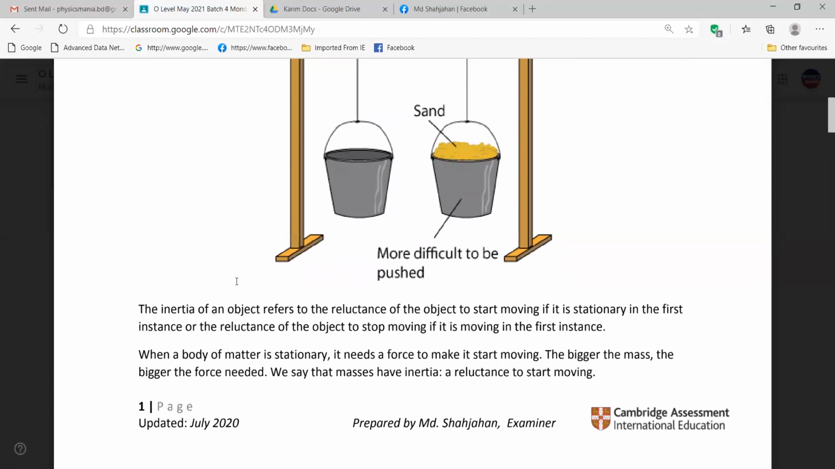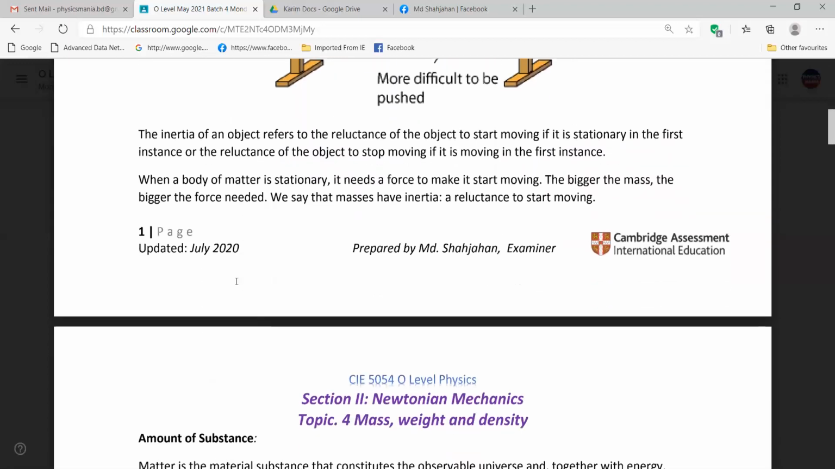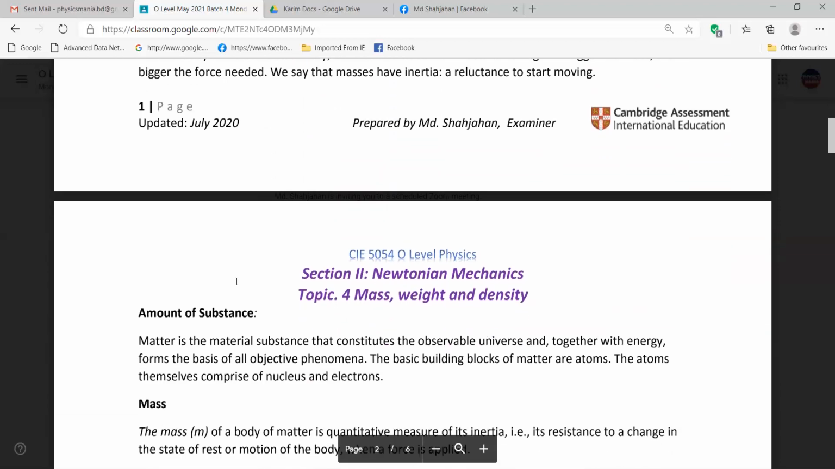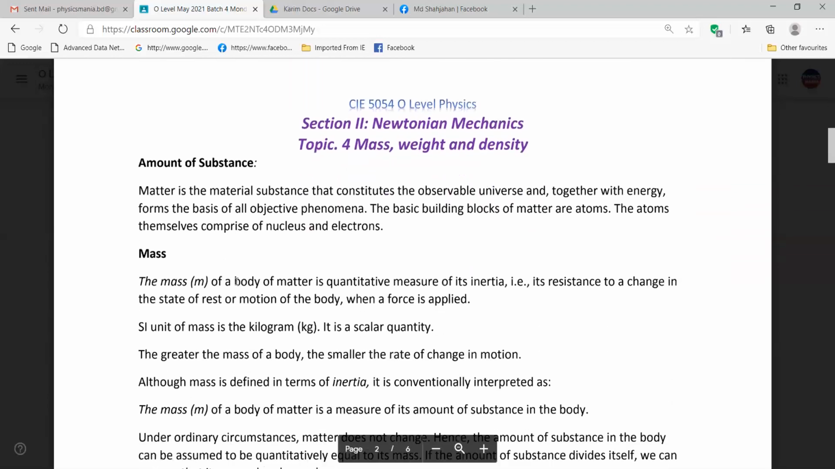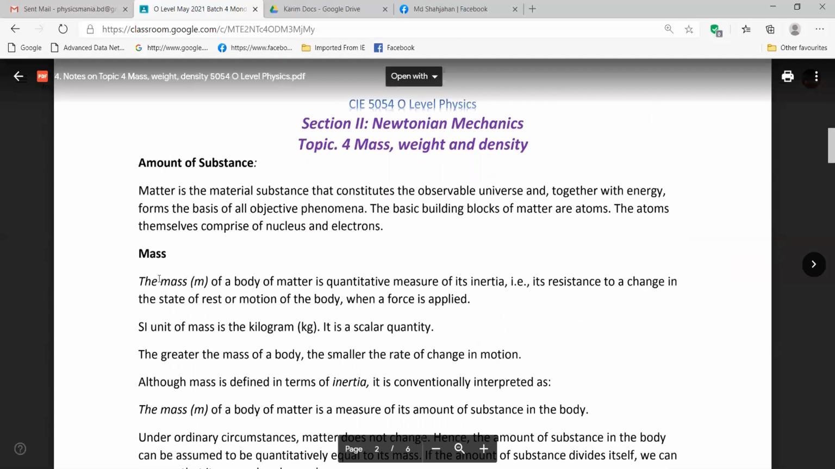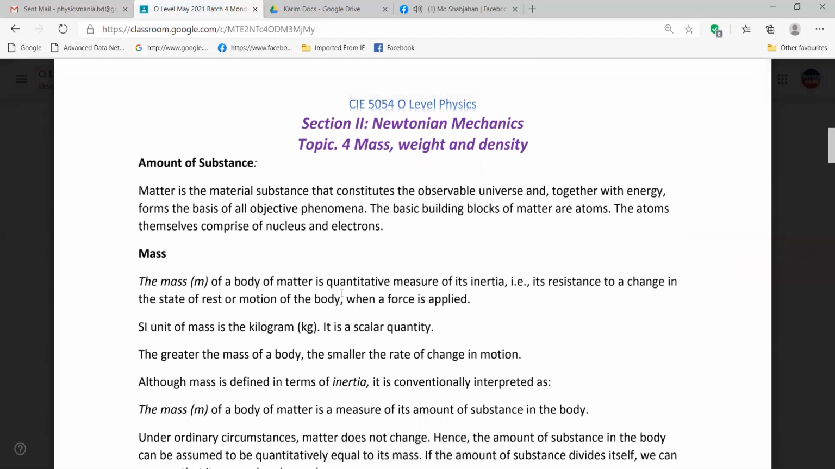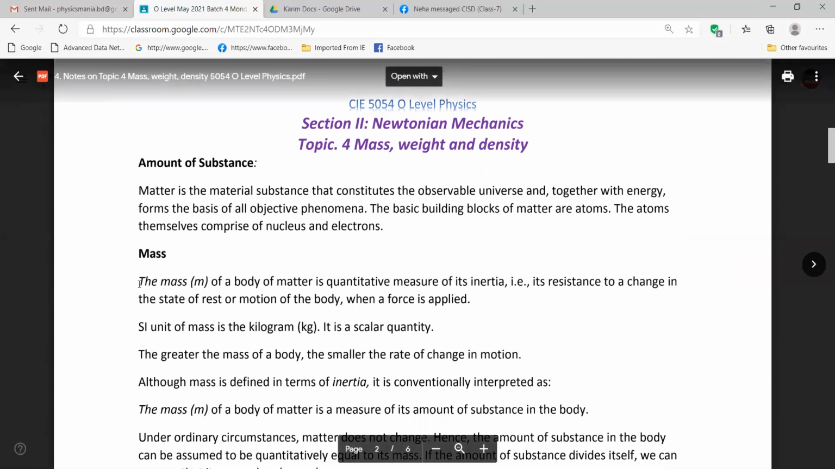Okay, now in this definition, you see mass, we wrote the definition relating to inertia. Can you read this part?